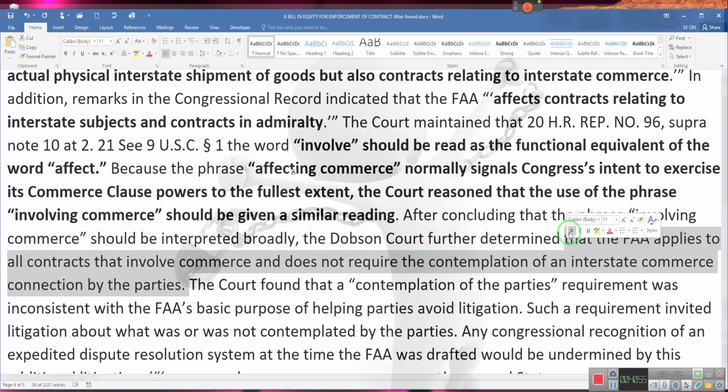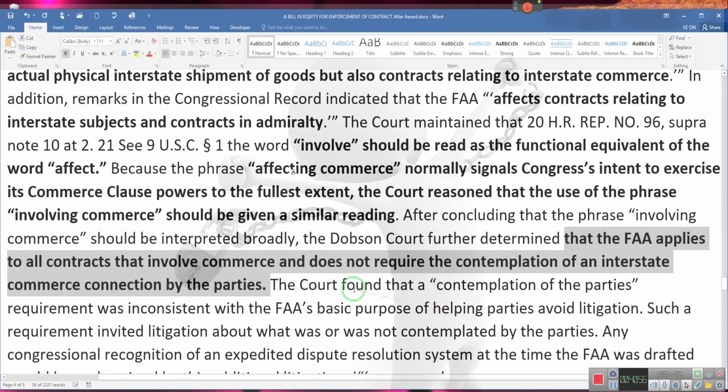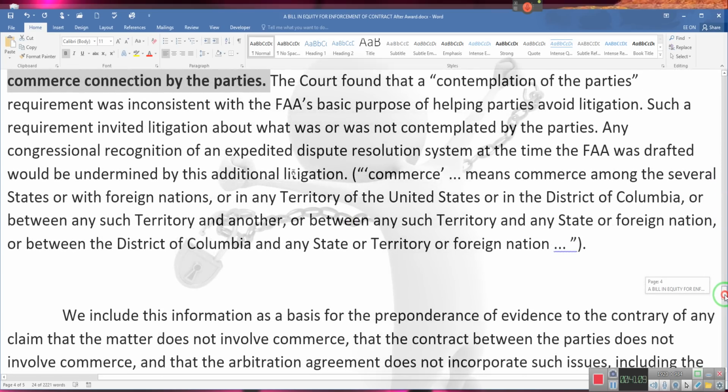That's what we want right there, that phrase right there. The court found that the contemplation of the parties requirement is inconsistent with the FAA's basic purpose in helping parties avoid litigation. Such a requirement invited litigation about what was or was not contemplated by the parties. Any congressional recognition of an expedited dispute resolution system at the time the FAA was drafted would be undermined by additional litigation. Now, this is important, so pay attention.